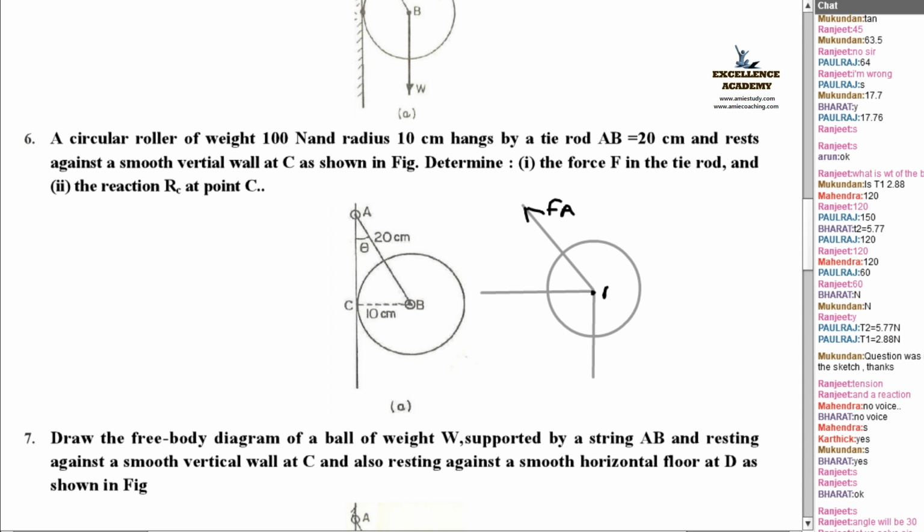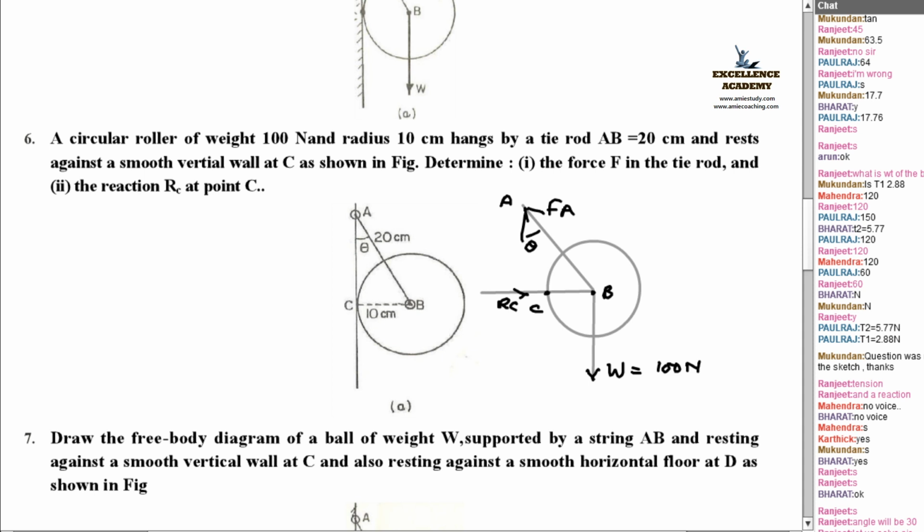And here this is point B, this is point A, this is point C, this force is RC, and W, I know, is equal to 100 Newton. I don't know this theta. How much theta is, is not known. I want to find out that theta first. For that, I'm going to apply the Pythagoras theorem, the right angle theorem.